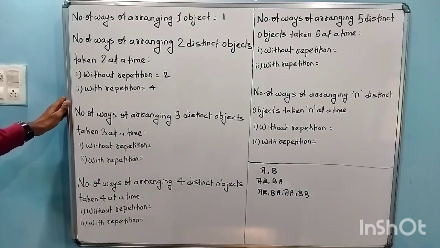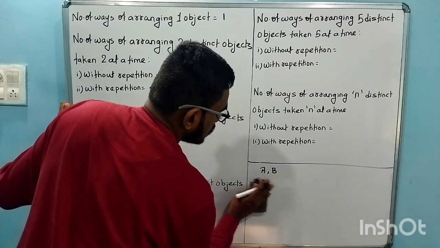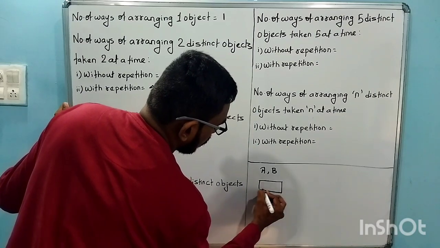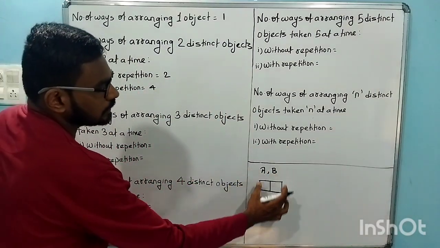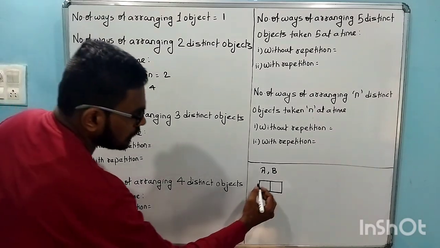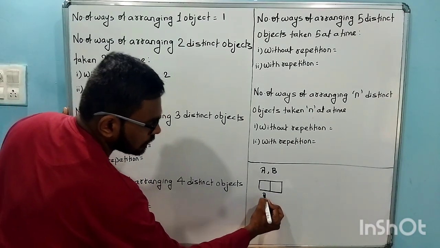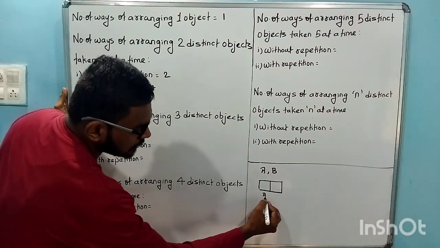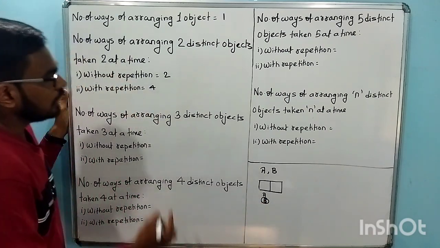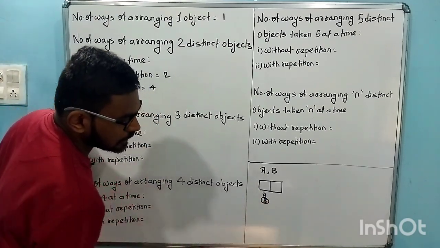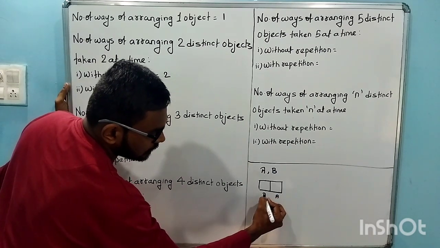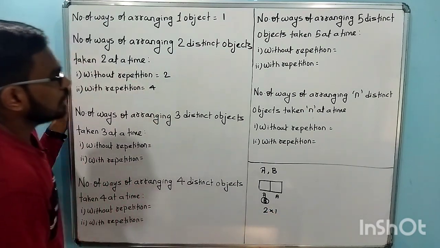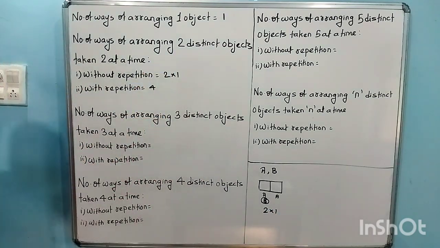And one more method we learned in the previous class is like this. We just see how many objects we have. We have 2 objects and 2 places. At the first place we have 2 choices, A and B. Without repetition, if at the first place you have selected B, and repetition is not allowed, then the second time we can't select that. We select out of the remaining, that is only 1. So the total number of ways is 2 into 1. I'll just write 2 into 1 here because I'm trying to make a general formula.